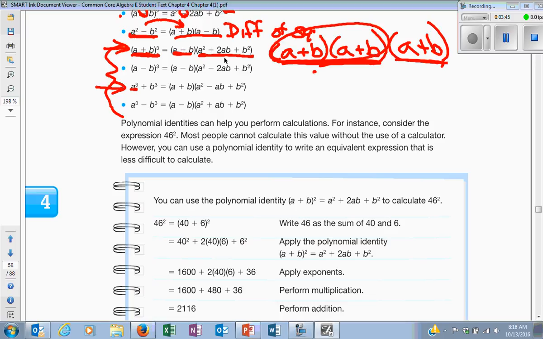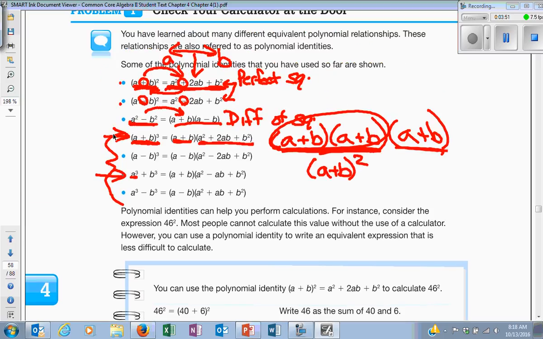I can rewrite it as a plus b squared. And I can follow this form that I have right here for my perfect square, and then I just have an a plus b left over. Is everybody following me? Evan, you with me? Okay.